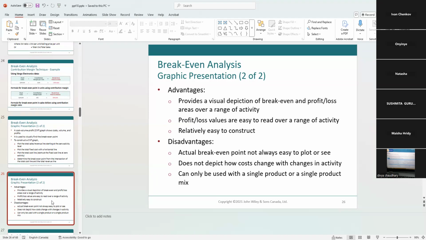You might not get it on the plot that you're making. It might be somewhere in the future, which is very hard to put on the graph. It can go outside of the graph. It doesn't show you exactly how the cost changes with the changes in activity. So for that reason, we have to use a different method, and it can only be used for a single product. If you have more than one product, a product mix, then it will be difficult.